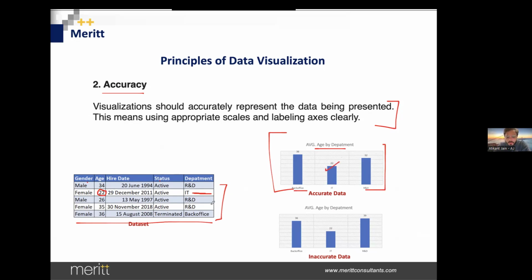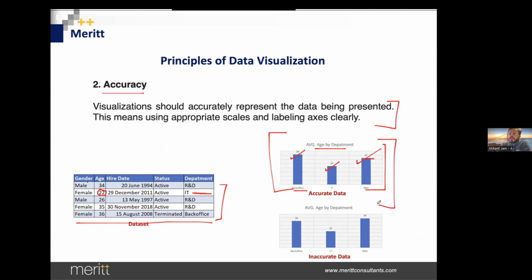If I see back office, again it is just one record, so 36 is correct. When I see R&D, it is 3 records: 34, 26, 35. The total is 34 plus 26 is 60, plus 35 is 95. 95 divided by 3, because there are a total of 3 counts, right? So it will come out to be 32 point something. So this is also correct, right? This is my accurate data.